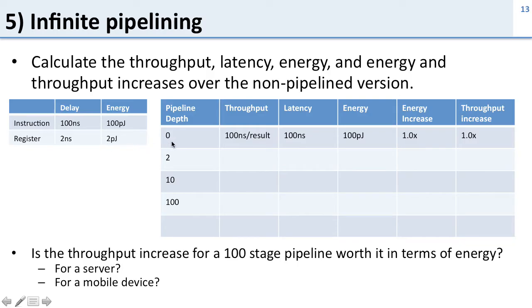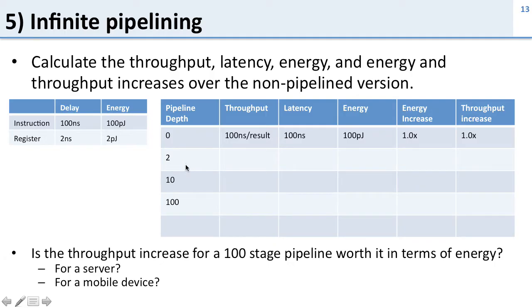If we have a pipeline depth of 0, that is no pipelining, then we'll get a result every 100 nanoseconds because it takes 100 nanoseconds to compute our instruction. Our latency is 100 nanoseconds. Our energy is 100 picojoules just for the instruction, and we've got our baseline energy increase of 1, since that's where we're starting from. What happens if we have a pipeline depth of 2?